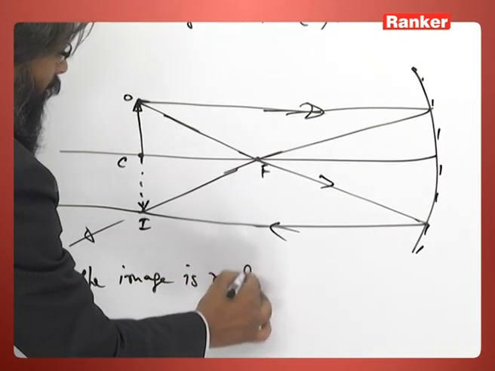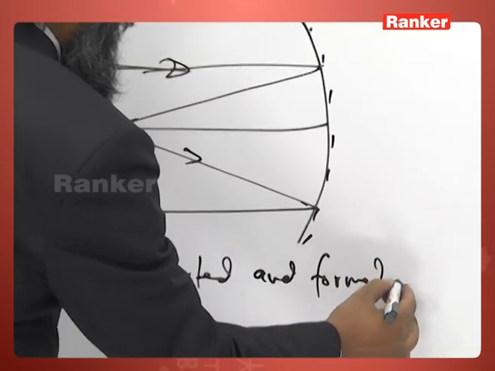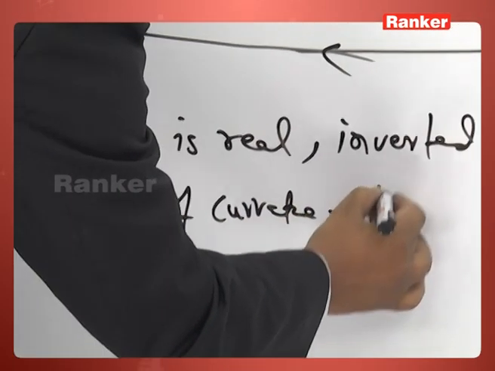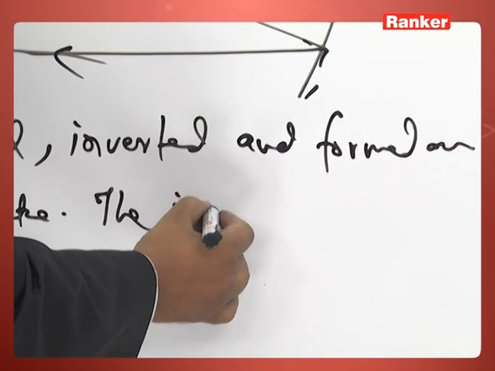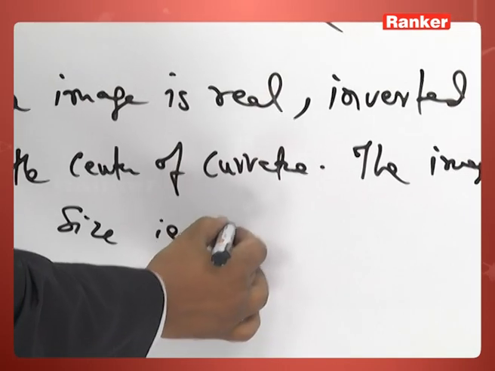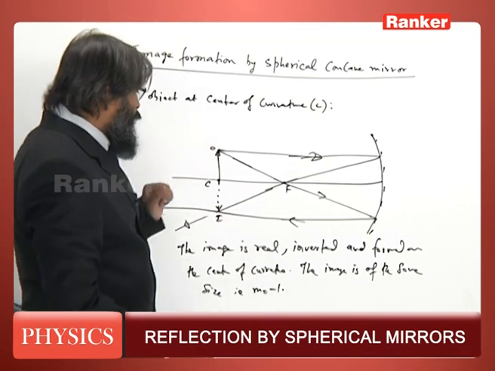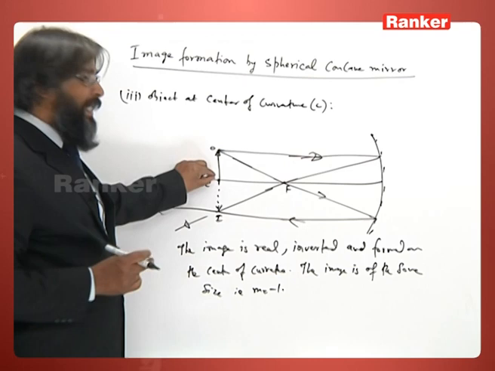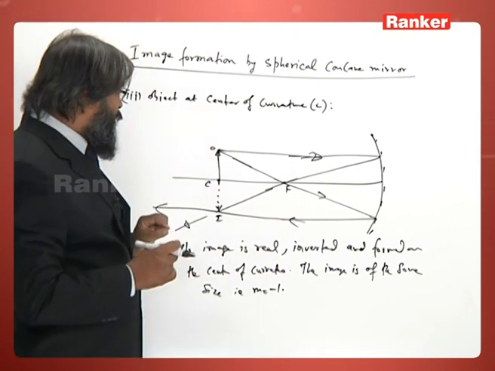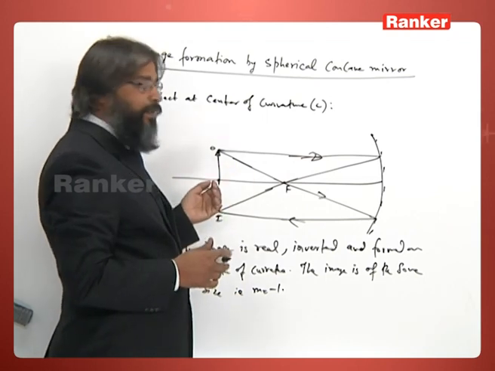So the image is real, inverted and formed on the center of curvature. The magnification is one, the image is of the same size, i.e. here magnification is equal to minus 1, it is inverted, so minus of same size at 1. Now suppose on the center of curvature we have a point object, then its image is going to coincide with itself. So the image will be formed on itself. It's a very important point which is used in problem solving. So whenever the object is at the center of curvature, its image coincides with itself.